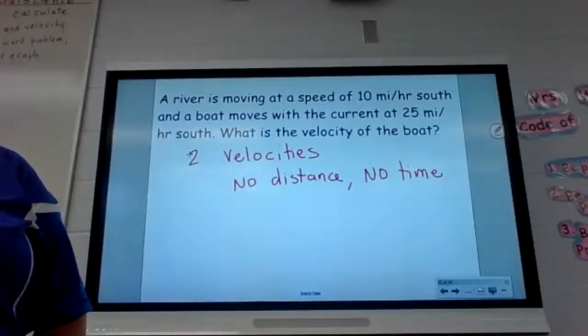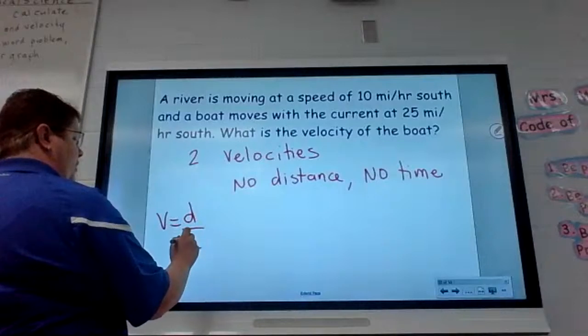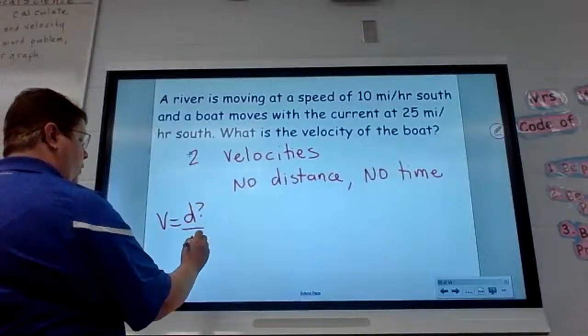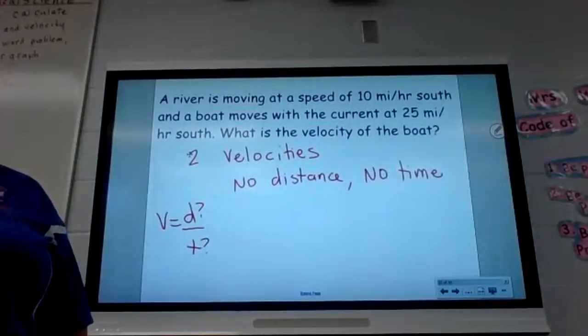We can't use the formula, right? We can't say V equals D over T if we don't have distance and we don't have time. So what are we going to do? What did we talk about yesterday that would let us solve if we don't have those? Subtract or add, one of the two.